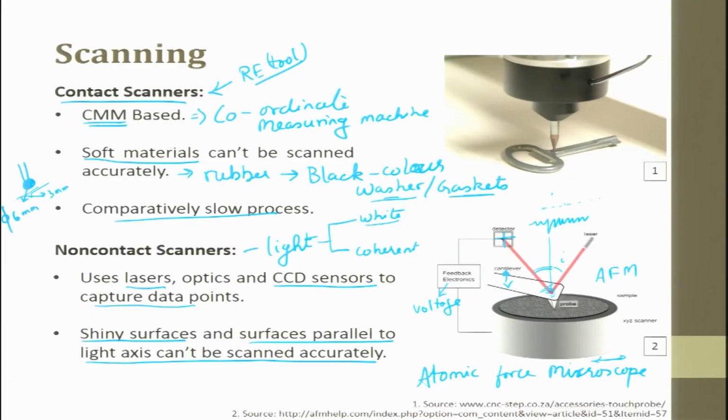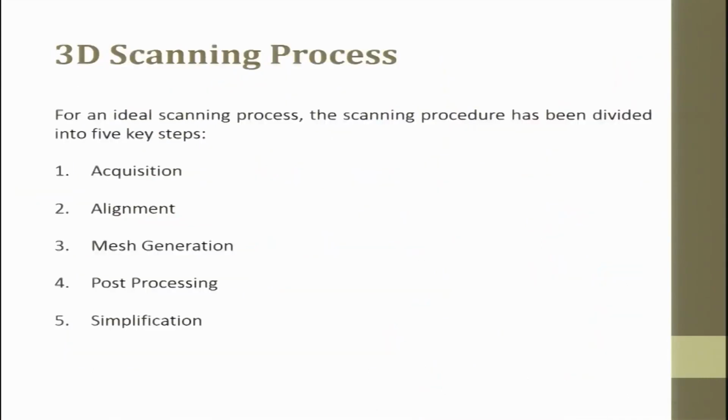The other way around is, if you remove the probe itself and directly allow the laser to hit and reflect, that is also possible. Again, if the surface is very flat and very shiny, you will not get proper data. So this is a major limitation of non-contact type, and there is a major limitation of contact type as well. But these two are the most prominent scanning techniques available: contact scanners and non-contact scanners. For an ideal scanning process, the scanning procedure has to be divided into 5 steps. Very important, it has to be divided into 5 steps.